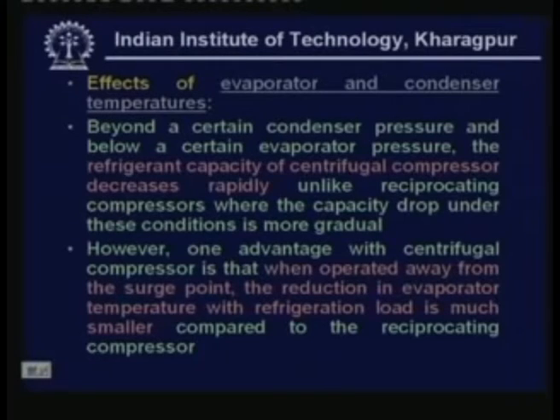However, one advantage with the centrifugal compressor is that when operated away from the surge point, the reduction in evaporator temperature with refrigeration load is much smaller compared to the reciprocating compressor. That means, you find that centrifugal compressors, when they are operated in the design range, even if the capacity varies, the evaporator temperature does not vary too much. This is an advantage. Okay.